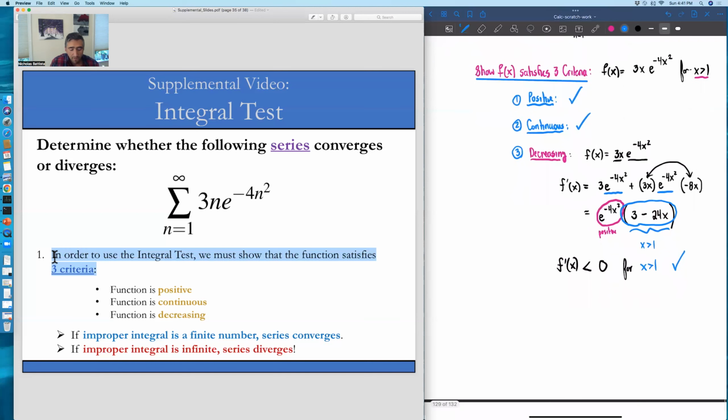So once we've shown that our function f of x satisfies those three criteria, we can proceed with the integral test. In the integral test, again, it puts the question of convergence or divergence onto an improper integral, basically the improper integral version of our series function. If this improper integral is a finite number or converges, the series converges. If the improper integral is infinite, or divergent, then the series diverges. So let's look at that now.